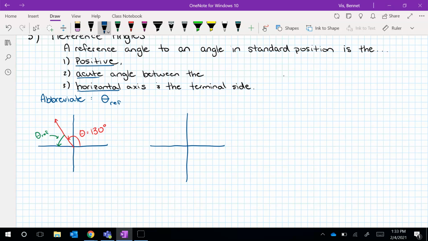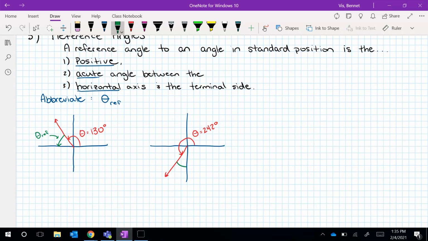We'll do 242 degrees, so something like down here. So here's my angle, my theta, it's 242 degrees, and I'm going to just quick change this color. Sorry about that. I really like consistency. So if I'm trying to find the reference angle for this angle in standard position, it's going to be right here. I just continue on from the terminal side until I get to the end.